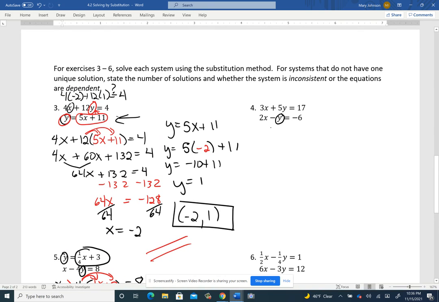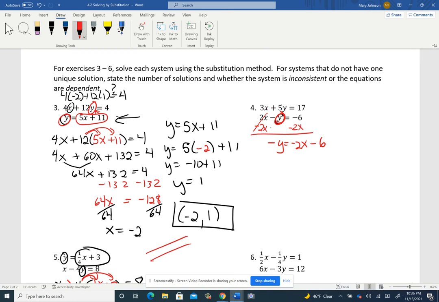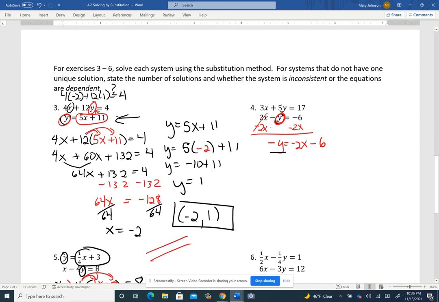4 is a little harder than 3 and 5 because the variable is not by itself yet, but the y in the second equation should be what you try to get by itself because it has just a coefficient of 1 in front of it. Okay, so I'm going to go ahead and subtract 2x to move it to the other side. I get negative y equals negative 2x minus 6. Then I have to divide by negative 1 everywhere. So when I do, I get y equals positive 2x plus 6.